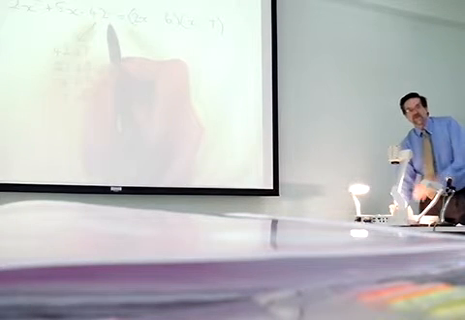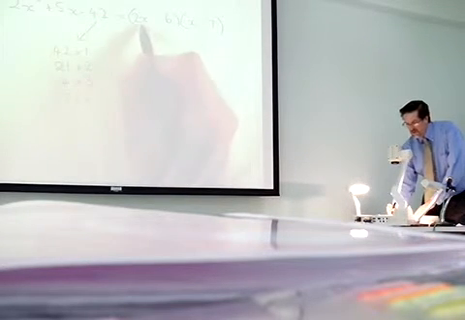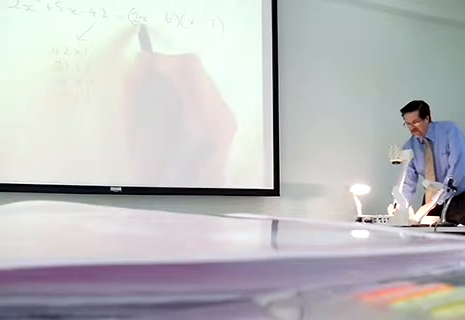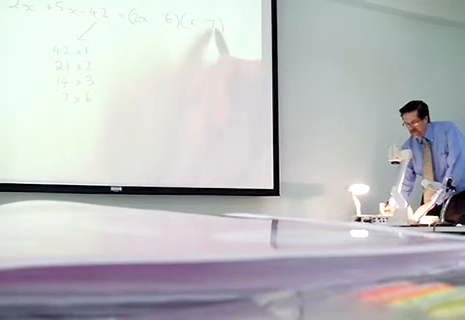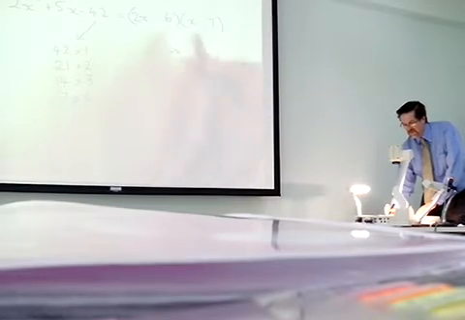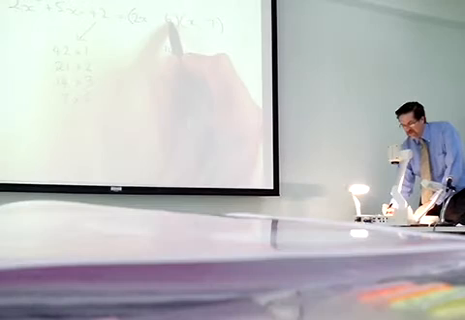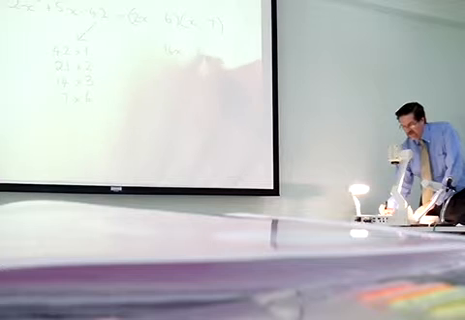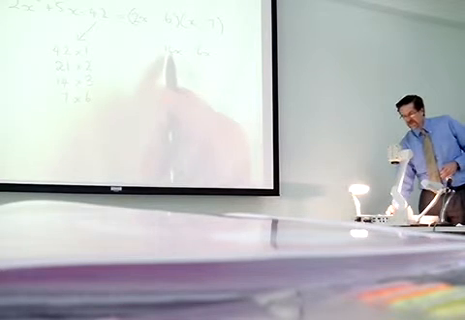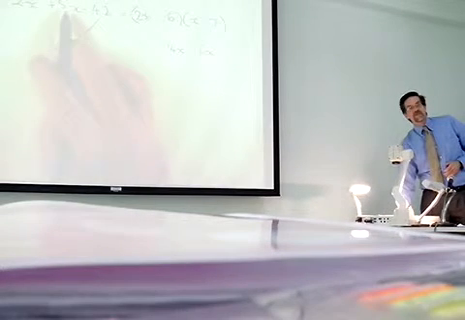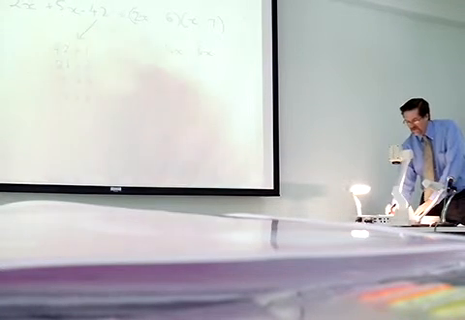That's correct. But what about the rest? 2x times 7 is 14x, and then 6 times x is 6x. Can that possibly make 5 when you've added it together? No, can't, right? So what's wrong?